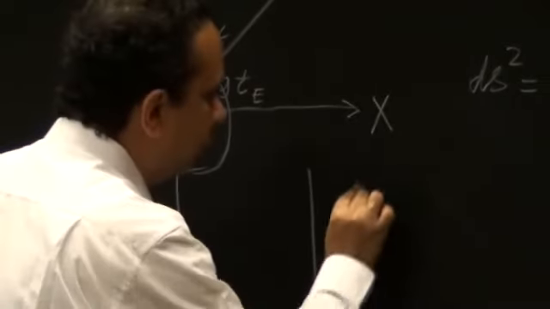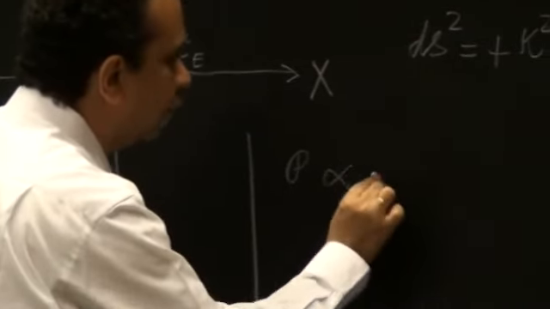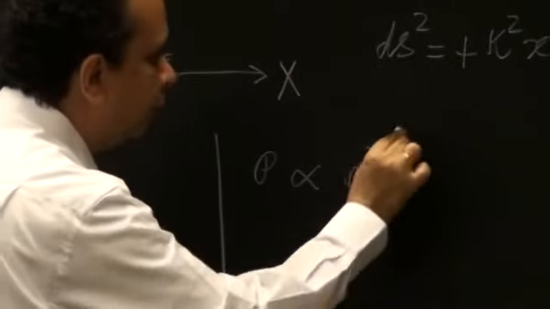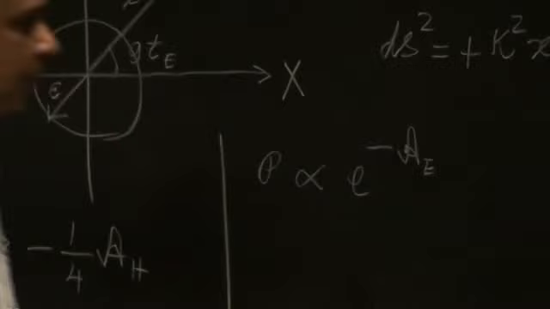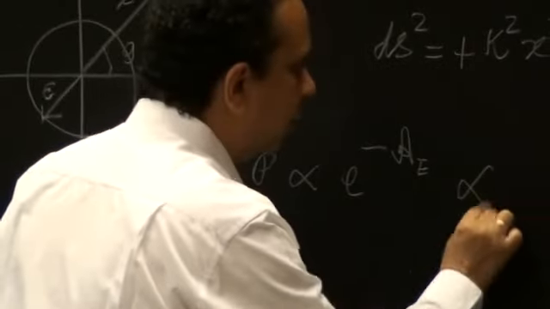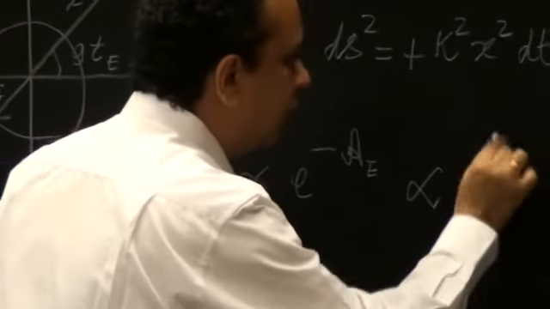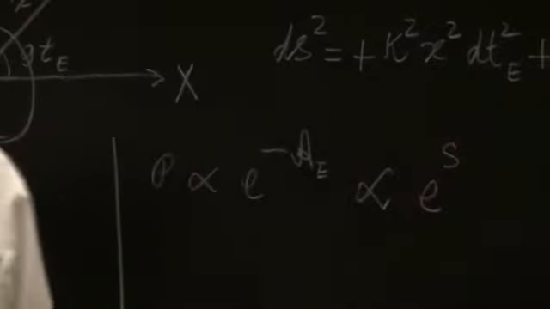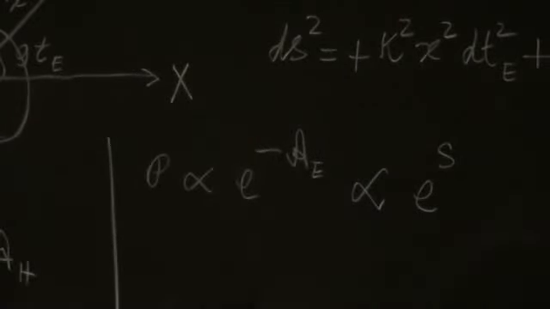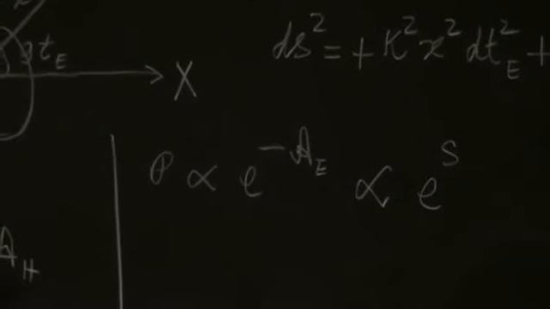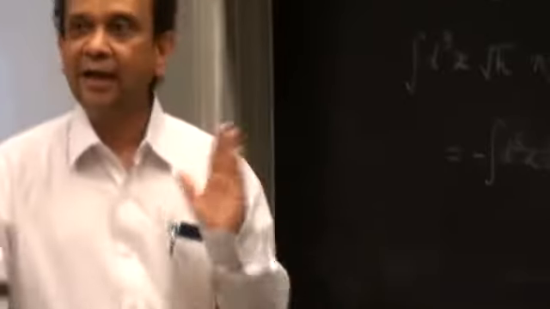What we are computing is the Euclidean action. So the probabilities in Euclidean action go as e to the minus A Euclidean. But the probabilities in thermodynamic interpretation will go as e to the entropy. So the entropy should be the negative of the Euclidean action. So the Euclidean action is minus 1/4 A_H, and that will become 1/4 of this. Now this is remarkable. I think you should stop and stare at it.